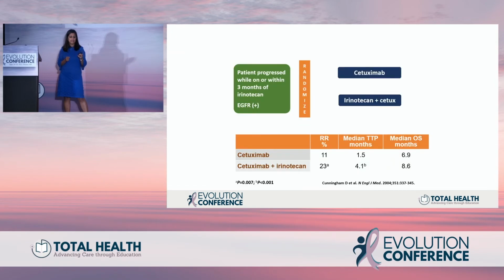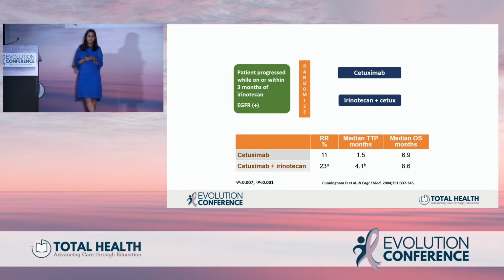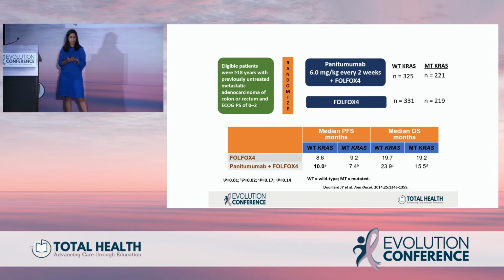Cetuximab was the first kid on the block, and the first study looked at patients who had progressed while on or within 3 months of irinotecan, and looked at the addition of irinotecan to cetuximab. What you can see is cetuximab alone versus cetuximab with irinotecan: better response rates and a statistically significant difference in survival with the addition of irinotecan to the cetuximab.